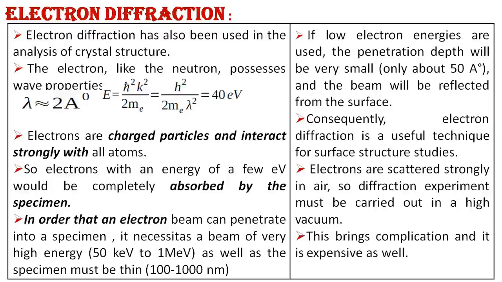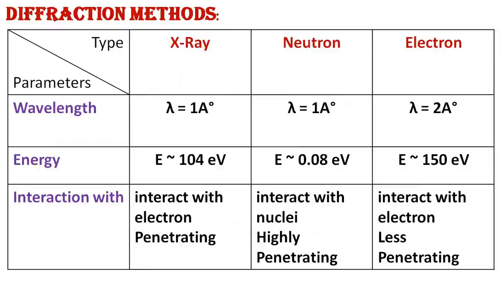If low electron energy is used, the penetration depth will be very small, only about 50 angstrom, and the beam will be reflected from the surface. Consequently, electron diffraction is a useful technique for surface structure studies. Electrons are scattered strongly in air, so diffraction experiments must be carried out in a high vacuum. This brings complication and it's expensive as well. So these are your diffraction methods.